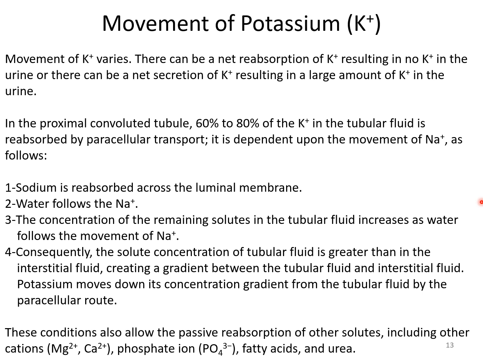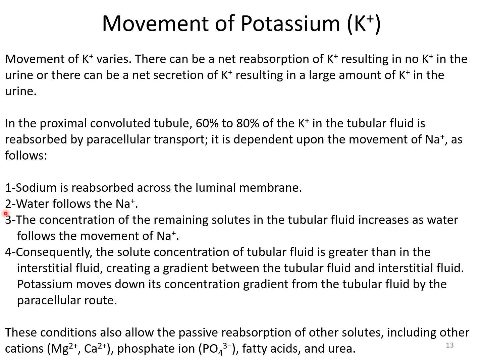In the proximal convoluted tubule, about 60 to 80% of the potassium in the tubular fluid is going to get reabsorbed back into the blood by paracellular transport, again dependent on the sodium movement. These steps 1 through 4 explain how and why potassium is moving from the tubular fluid back into the blood. Sodium gets reabsorbed. We know that. Sodium likes to go from the tubular fluid back to the blood. So sodium gets reabsorbed, water follows. So now we have a large movement of sodium and water out of the tubular fluid into the blood.